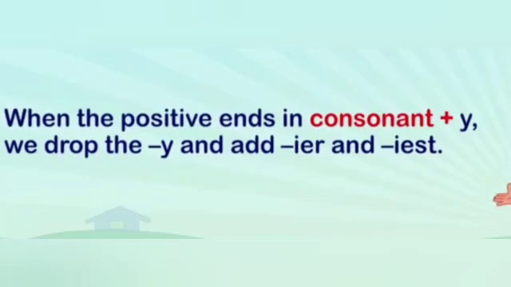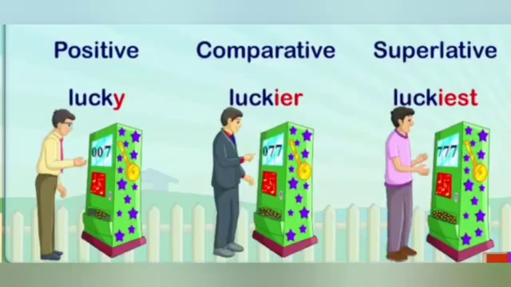Now next, when the positive ends in consonant plus y, we drop the y and add ier and iest. What will we do? We will drop the y and add ier and iest. For example, lucky, luckier, luckiest. Here you can see the spelling of lucky in positive degree, with y, and in comparative degree, here we drop the y and add ier, and third, iest.